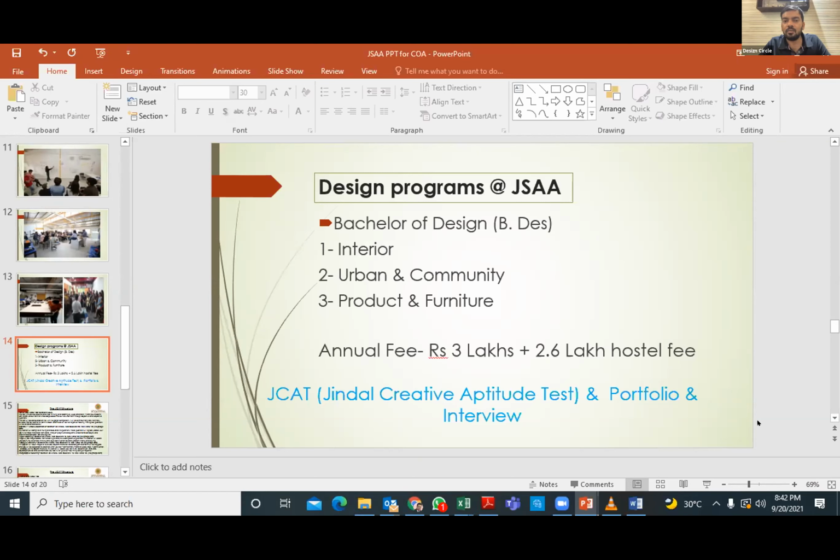And what are the intakes per department, sir? So product design, we have 20 seats, interior we have 30, and urban and community we have 10 seats this year. All right. And okay, I just had a question: will the Jindal Creative Aptitude Test have only drawing, or a mixture of English, GK, logical reasoning, everything?